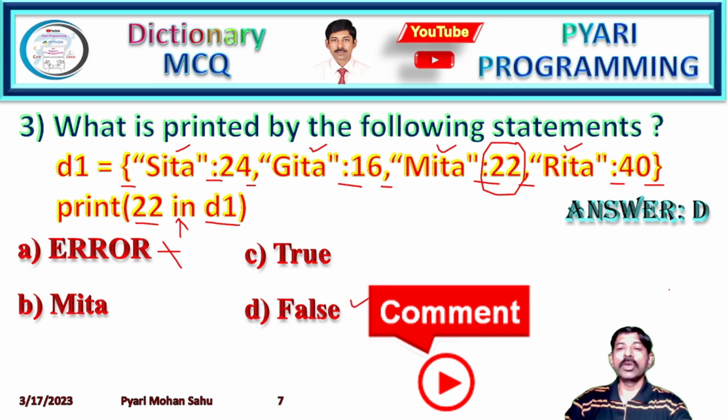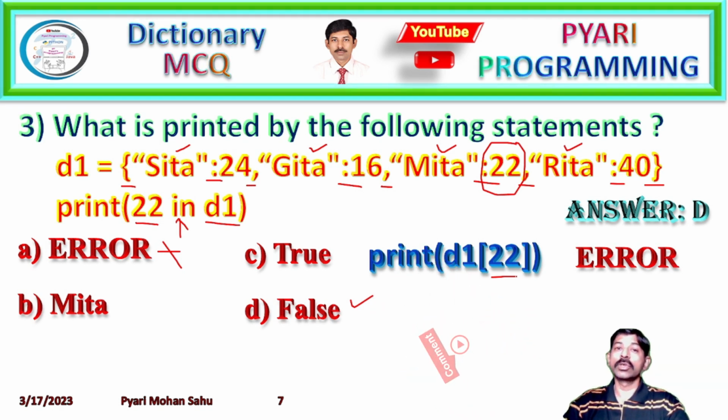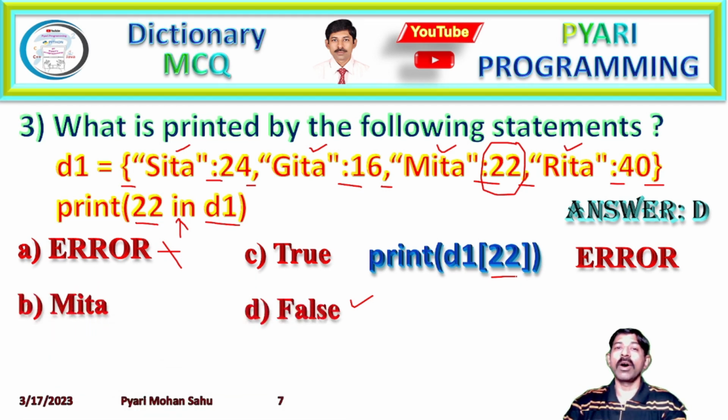Now let's see in which case it is going to generate an error message. Suppose I am saying print D1 of 22. Here 22 is given within the square bracket. That means it will look for the key which is not available. That's why it will generate error message. But in case of membership operator, it is not going to generate error message. It will return either true or false.